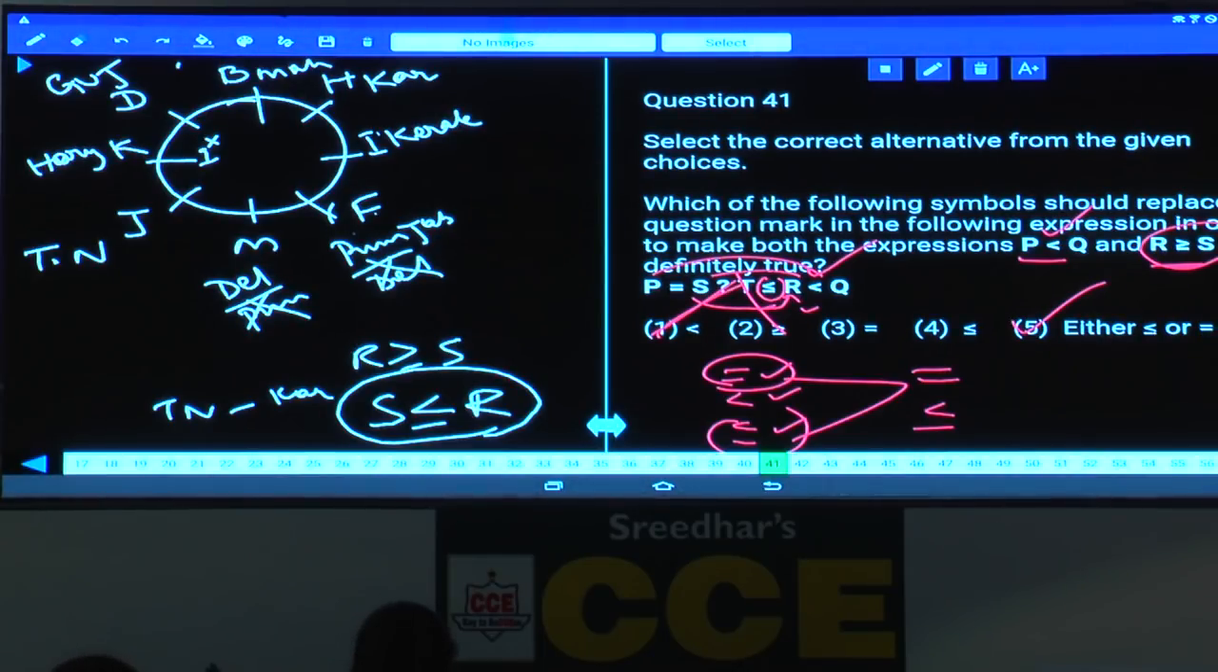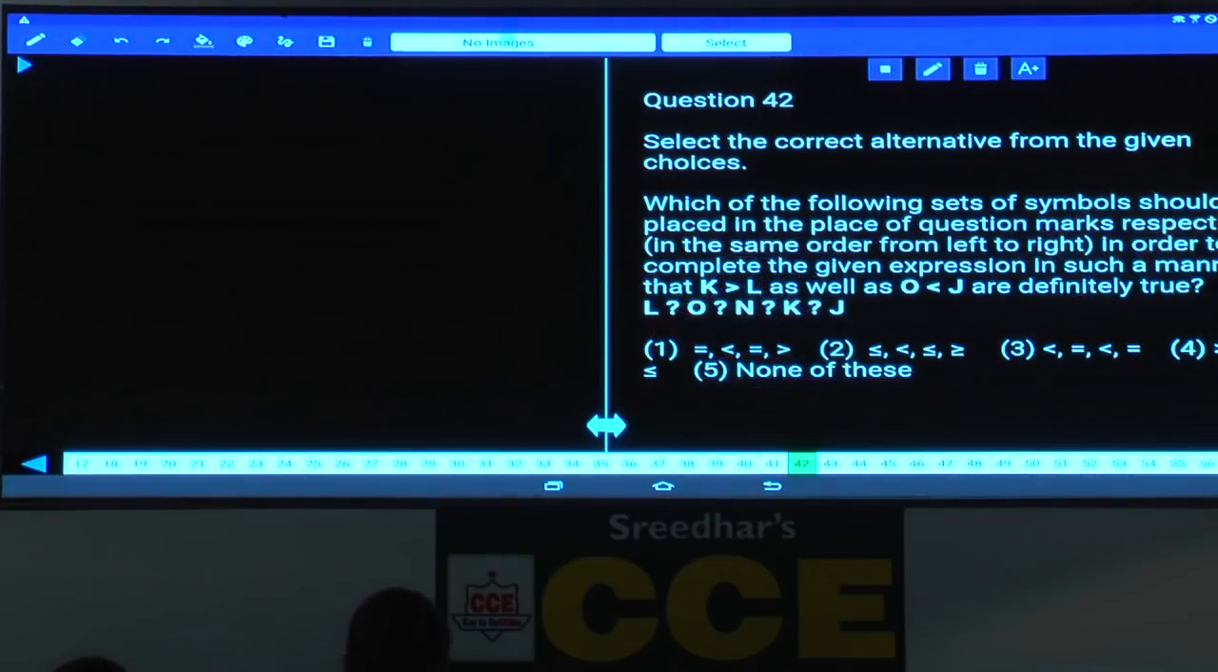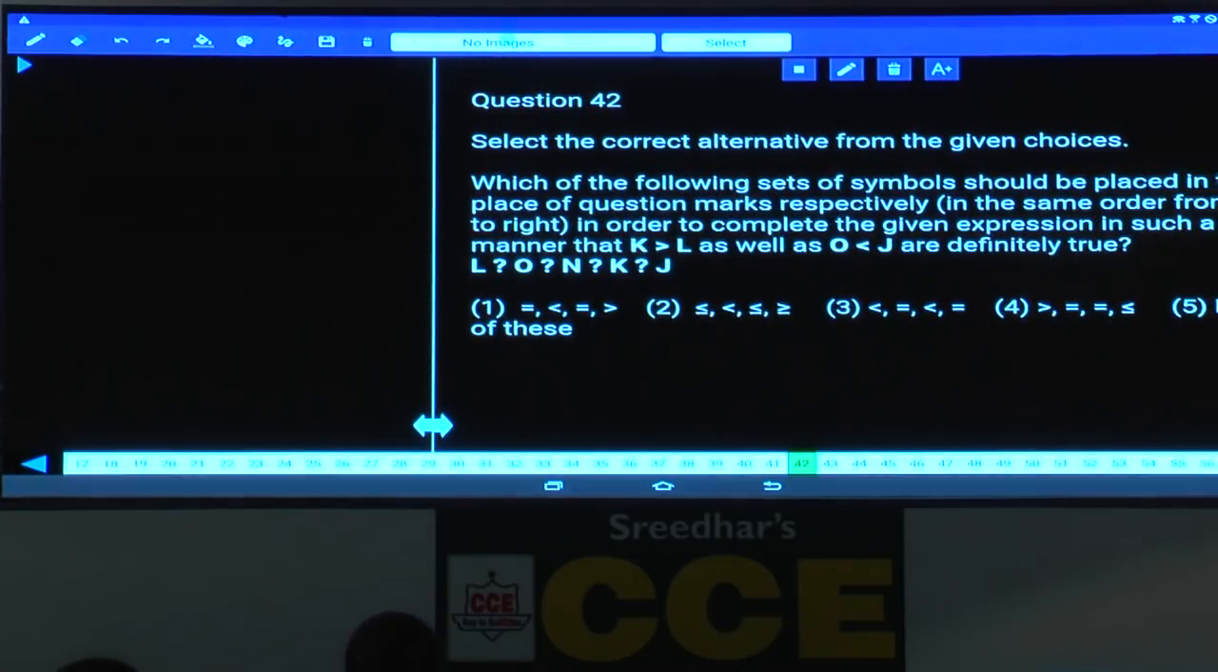Then question number 42. Tell me, what about this question number 42? Now we should have K greater than L as well as O lesser than J. K should be greater than L and O is lesser than J. In order to get K greater than L and O lesser than J, what are the symbols that are to be replaced in the same order, isn't it?